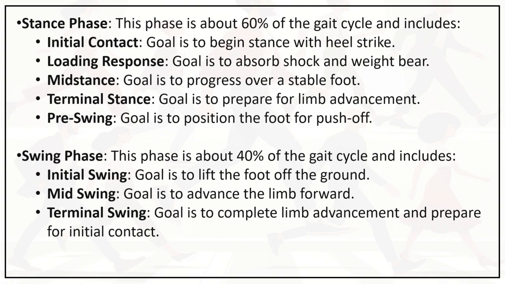Swing phase is about 40% of the gait cycle. Initial swing, the goal is to lift the foot off the ground. Mid-swing, the goal is to advance the limb forward, and the terminal swing, the goal is to complete limb advancement and prepare for initial contact.